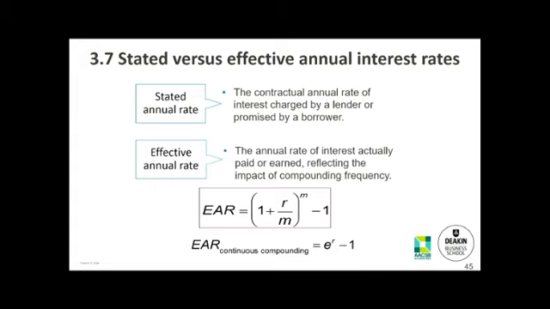Then we have a second item called effective annual rate. A lot of people will ask, hey, Robert, if this is the case, what is the real annual rate of interest we actually paid or earned, reflecting the impact of compound frequency? Does this make sense for you? I'll explain further, but let me give you one example, okay?